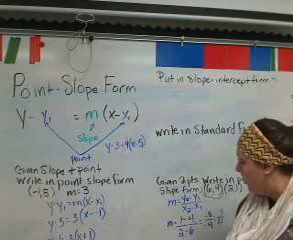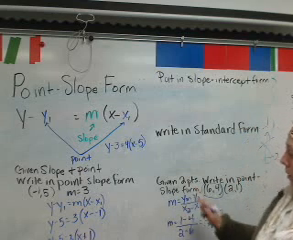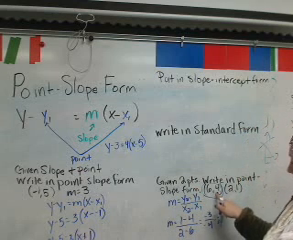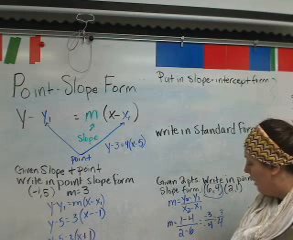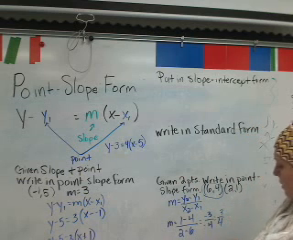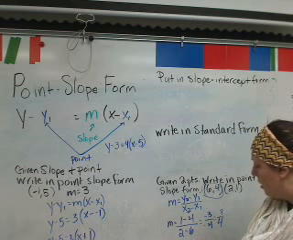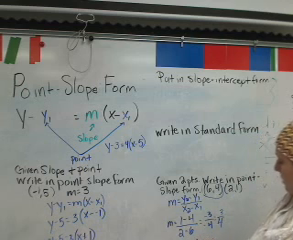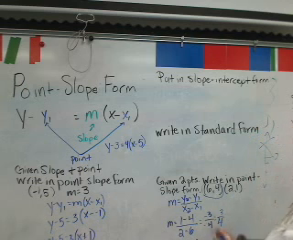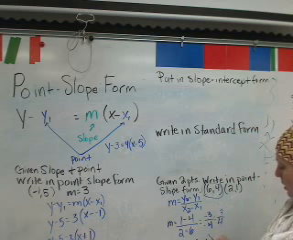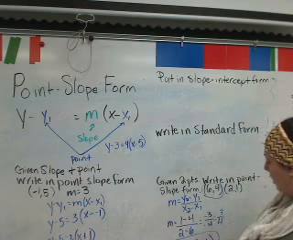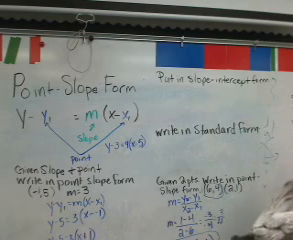So y minus y1, which is 4, equals my slope, which we found is 3/4, times x minus x1, which is 6. So this is my answer, my equation written in point-slope form.